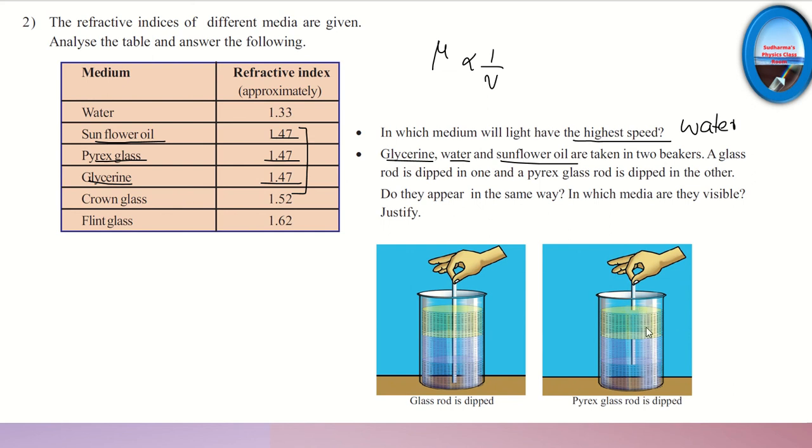Now comes the next interesting thing. A Pyrex glass rod is dipped. Pyrex glass rod has the same refractive index as sunflower oil and glycerin. So the portion where sunflower oil and glycerin is there, we will not be able to see the Pyrex glass. But wherever water is there, we will be able to see it because water and Pyrex glass have different refractive index. So we will be seeing the bent portion of the Pyrex glass rod. But in sunflower oil and glycerin, we will not be able to see it because sunflower oil, Pyrex glass and glycerin have the same refractive index. Hope the answer is clear for you.